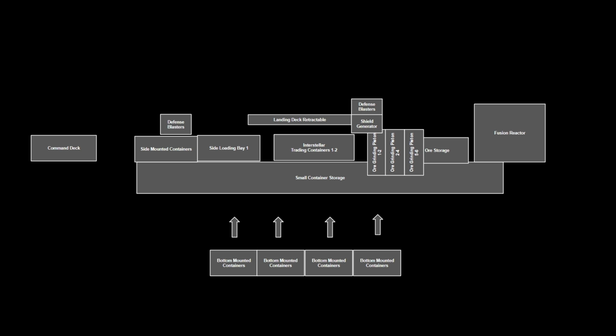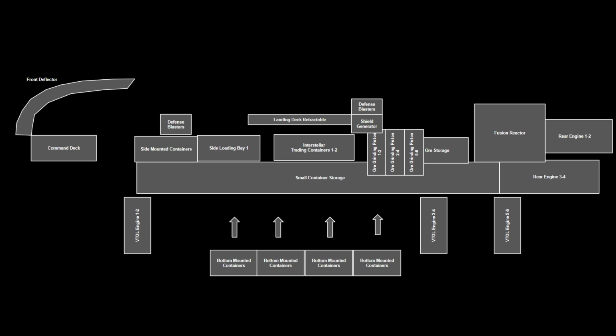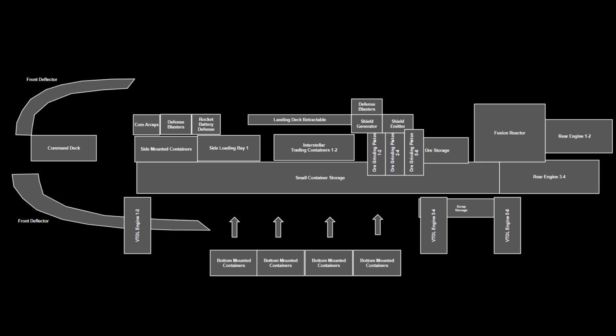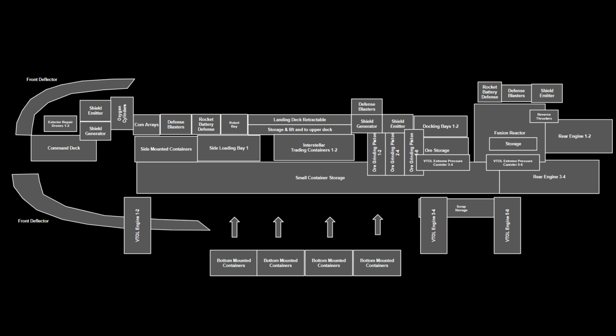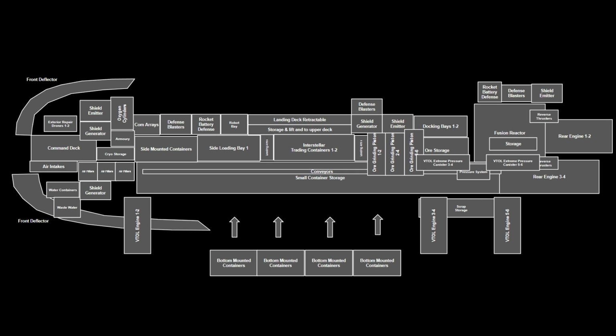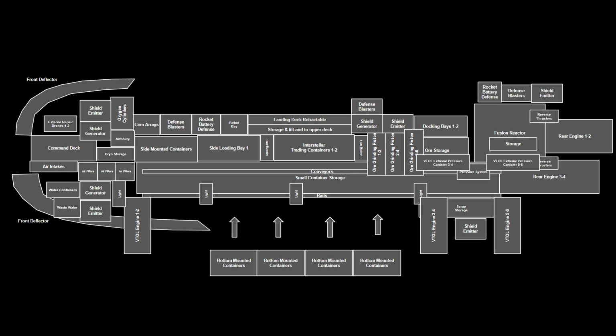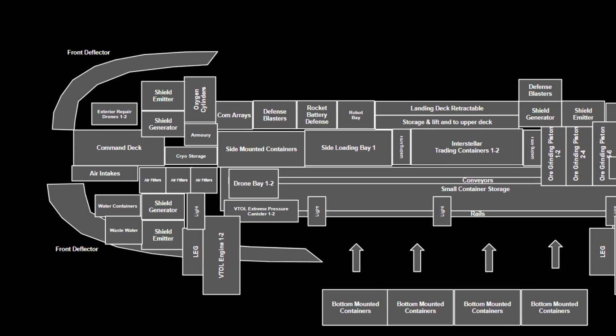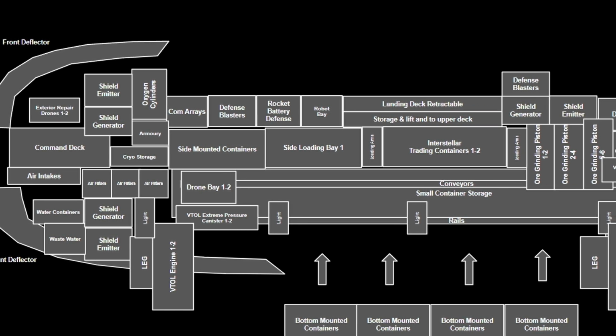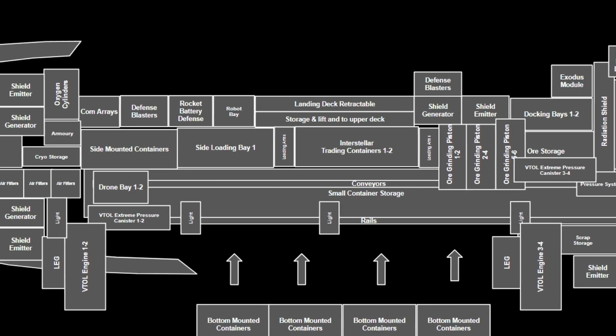Command deck, side-mounted containers, side loading bay, interstellar trading containers, small container storage, bottom-mounted containers, ore grinding pistons, retractable landing deck, shield generator, defense blasters, fusion reactor, storage engines, VTOL engines, front deflectors, comm arrays, and it went on like that. While I made this layout, I was considering what would make sense from a spaceship design perspective and for my first level to make sense as you move from left to right in most platformers.